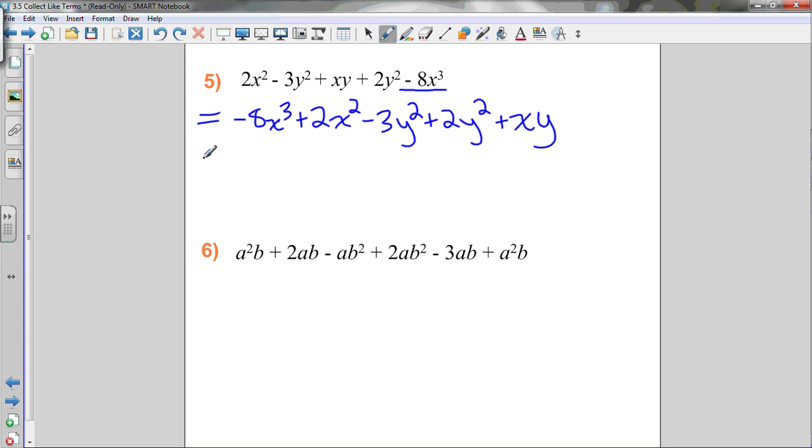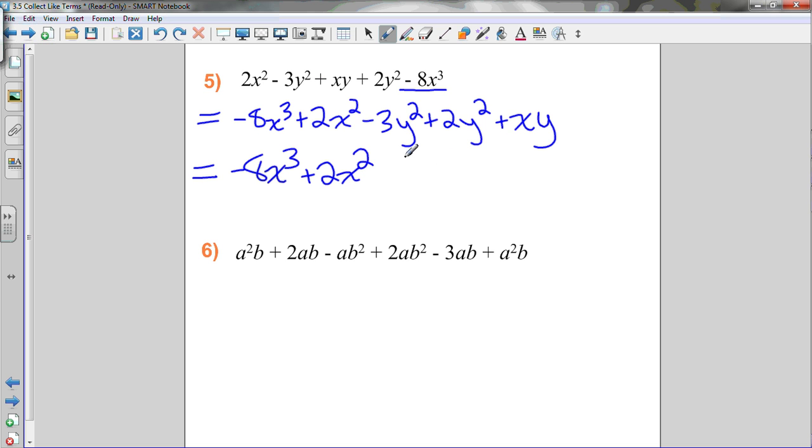So let's simplify by collecting the like terms. There's only one pair of like terms in here. I won't be able to simplify anything else. So I have a negative 8x cubed plus a 2x squared. And then I have a negative 3y squared plus a 2y squared.